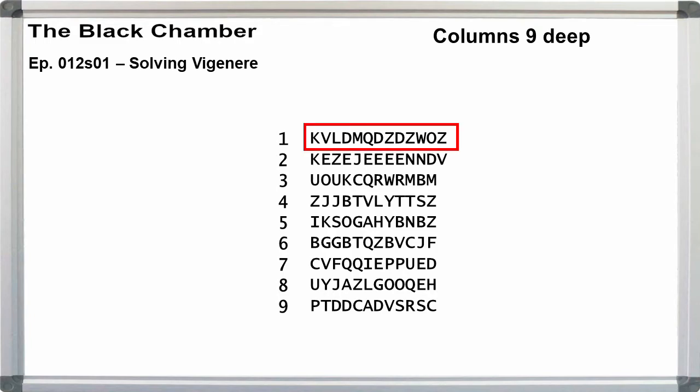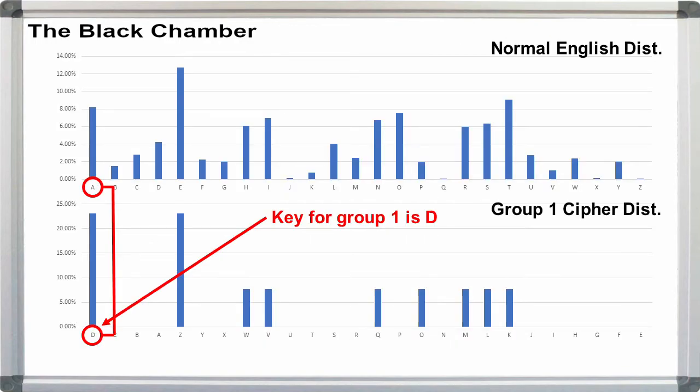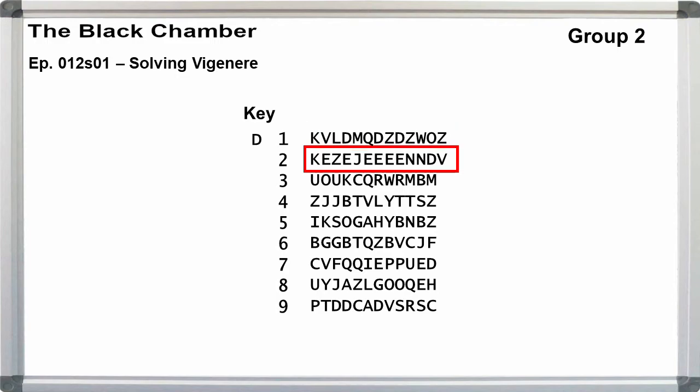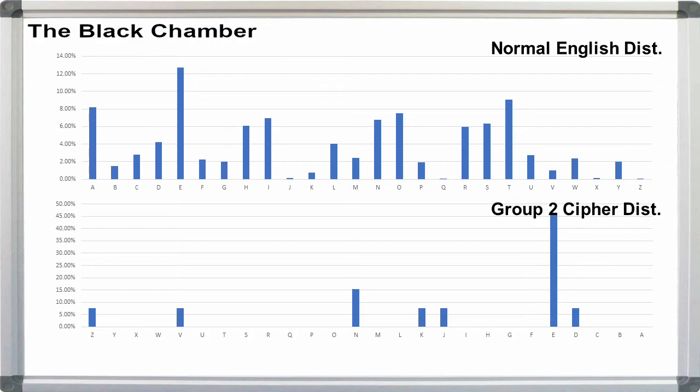Let's start with the first block. Looking at the letter groups with period 9, we've already solved the shift of group 1. In our period check step, we verified that the period is 9 when we found that group 1 was shifted by D. Go to group 2. This is really unbalanced, with 6 E's out of 13 letters. Skip for now.